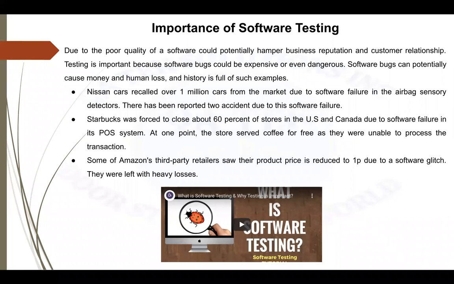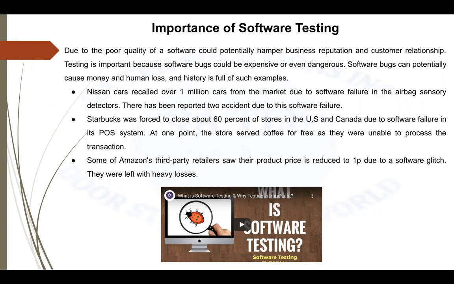So definitely, whoever the business is, their reputation is at stake because due to the poor quality of software, their relationship with the customer is kind of broken. And it's not only the reputation; it also can be very expensive or even dangerous. Software bugs can potentially cause money and human loss. We're going to see some examples of how impactful software bugs were in the past, because these are examples I have taken from real-life scenarios.